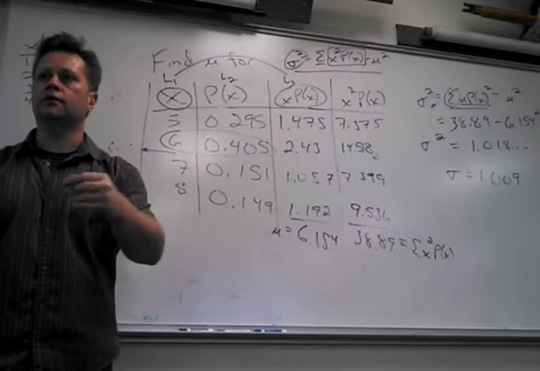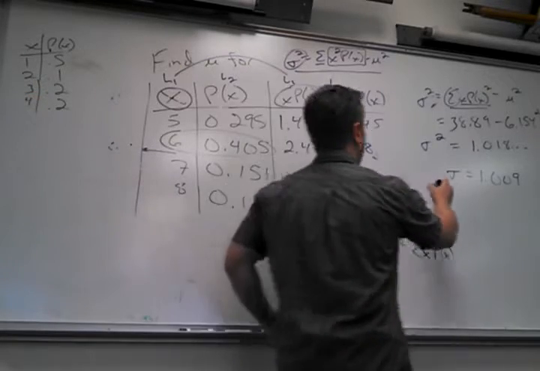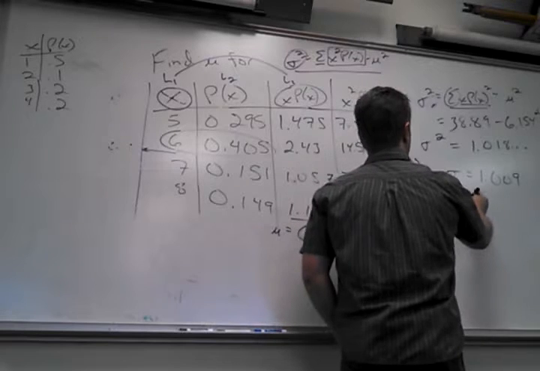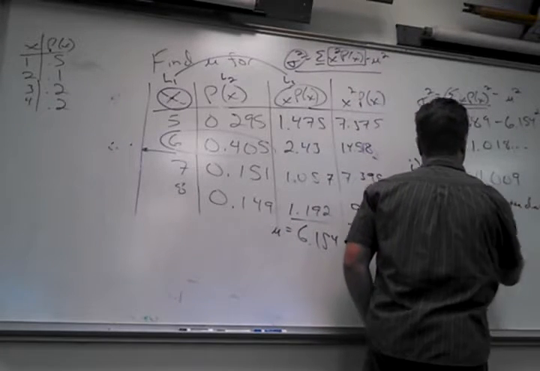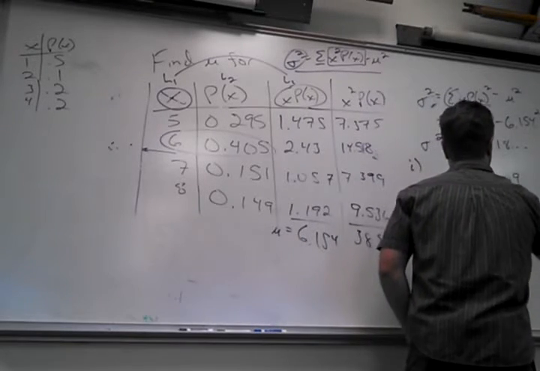And then I could just start asking questions like this. I could ask a question like, this is 1.2. What percentage of the data is within 1 standard deviation of the mean? 95.